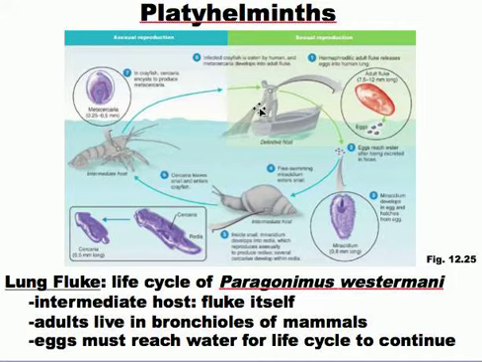We have the sexual reproduction that's going on inside the human, which is the definitive host, and then we have multiple forms of this organism, here, here, and here. And we have a cyst form of it in the crayfish. We have two intermediate hosts. So these life cycles can be very complex, even though these organisms themselves are not that complex.